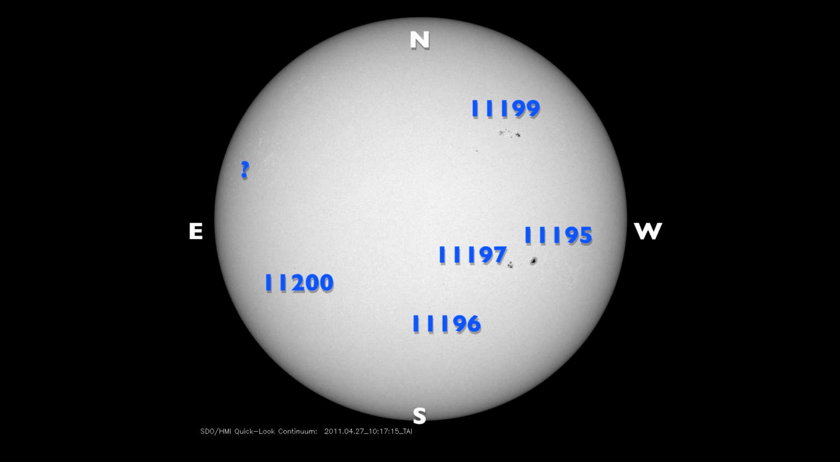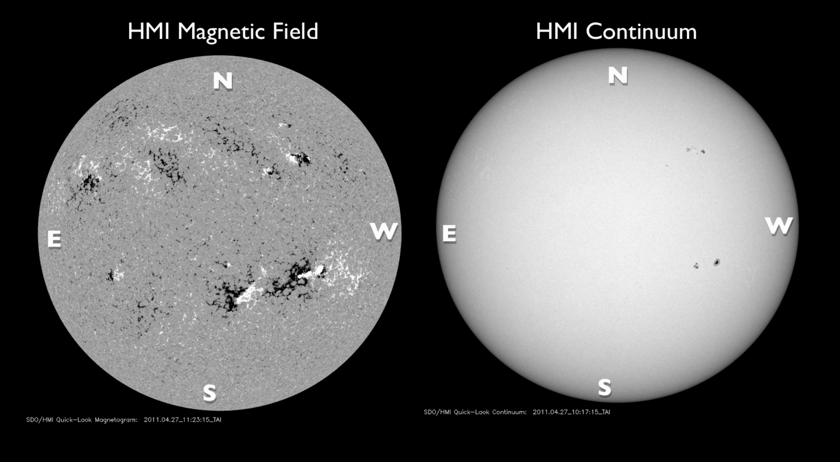1195 has decayed some, and 1197 and 1196 have remained about the same. We do not have video for the magnetic field and continuum data, but we can look at two stills side by side, and you can see the magnetic field that's associated with the various sunspot groups, and also the magnetic field in the northeast near the limb, which does not have a sunspot associated with it, but still produced the C2 flare.